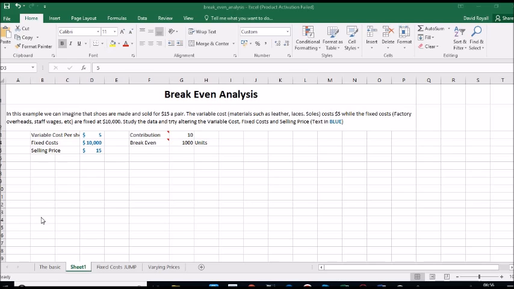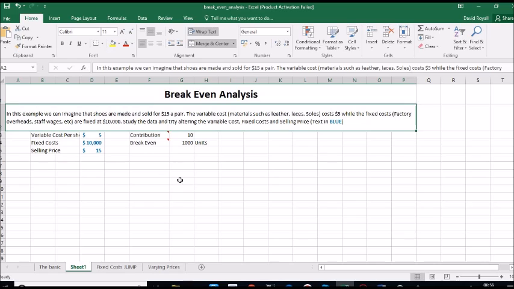Now this first sheet, which is just a temporary sheet, shows you the very basics, and in many examination questions this is maybe all you need. So in this example, imagine that you are making shoes and you're able to sell them at the moment for $15 a pair of shoes. Two categories of cost. Variable cost will be the cost of materials, leather, laces, soles and so on, and we set this at $5 in this example.